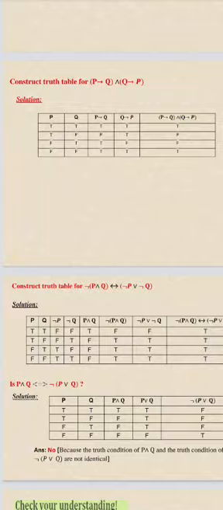Then the final column, negation (P and Q) if and only if negation P or negation Q: all the truth values are true. In this statement, all the truth values are true. This statement is called a tautology.